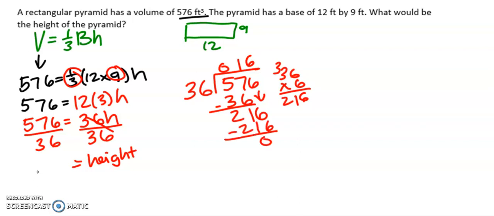It's done. So the height of this rectangular pyramid would be 16, and my units are feet, so 16 feet. We don't put cubed because we're not talking about volume, we're just talking about a measurement.